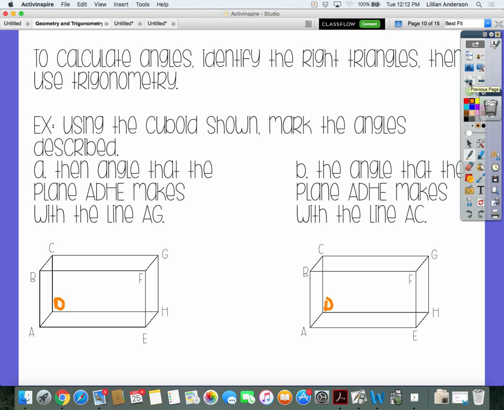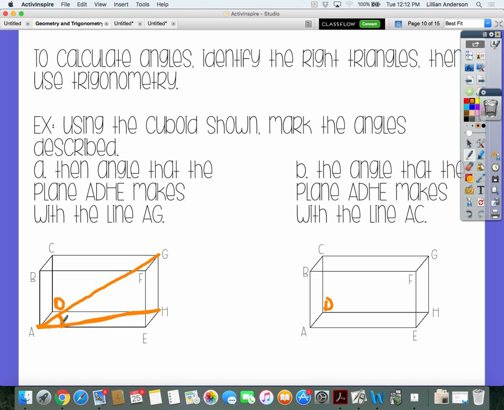So, ADHE and the line AG. Well, we have a line. Let's go ahead and draw a segment across that plane to create the angle that they're asking us to find. That segment is going to run from A to what? H. And that is the angle that they're asking us to find.